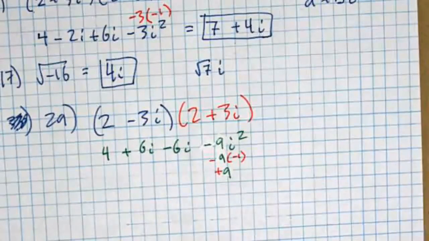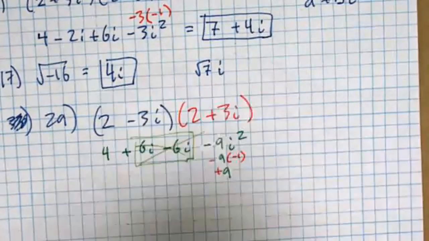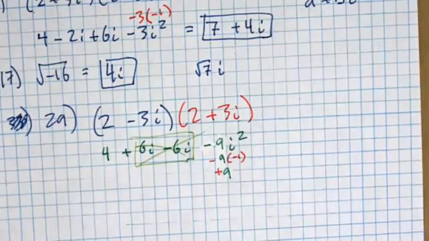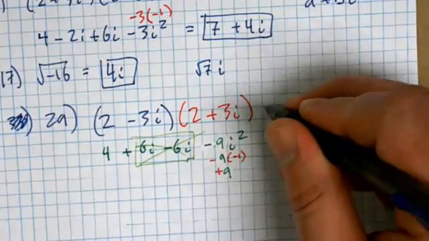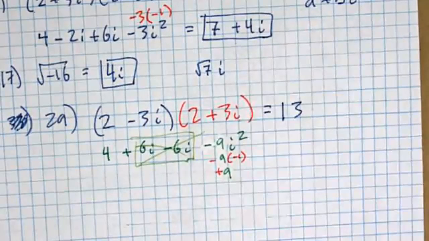This is kind of the key thing, though. Any time you multiply by a conjugate, if you do FOIL, you're going to see those middle terms cancel each other out. You're always going to have one version that's plus and one that's minus. They match each other, and they cancel. So you're going to end up with 13 for your final answer.